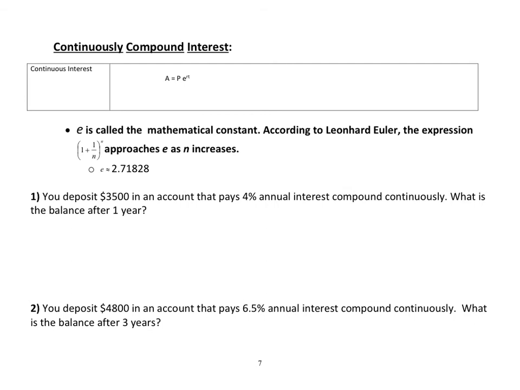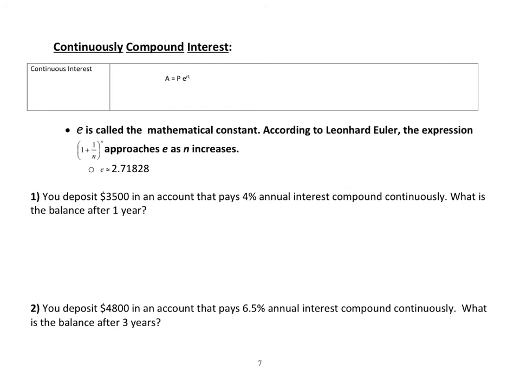Now here, sometimes the interest can be compounded continuously. If it is being compounded continuously, this is the formula we use. And you can see there is a letter E here, and actually here E represents a mathematical constant. According to Leonhard Euler, the expression 1 plus 1 over n raised to power n approaches E. So E is approximately 2.7. If you have this expression here, and you start with 1, 2, 3 for the values of n, this is what you're going to get. So this is the formula we are going to use, right?